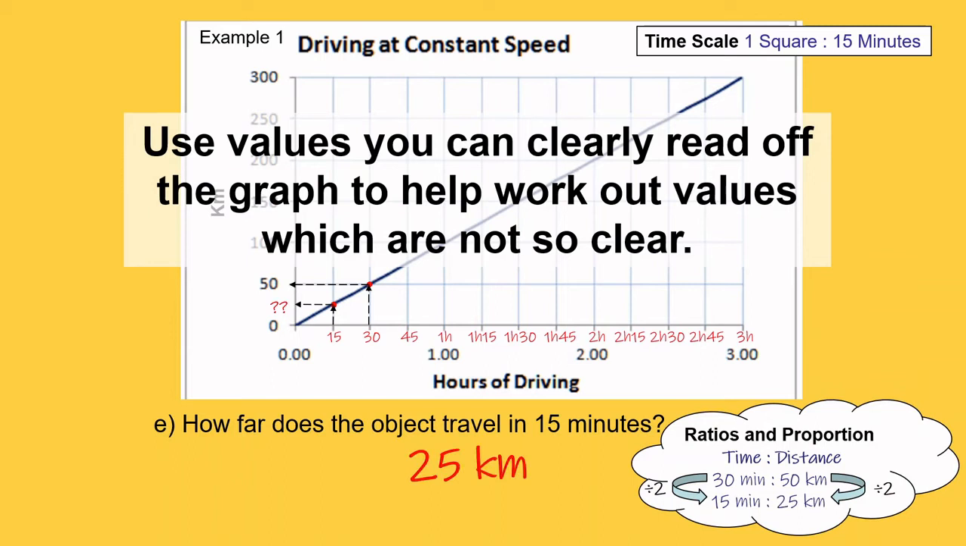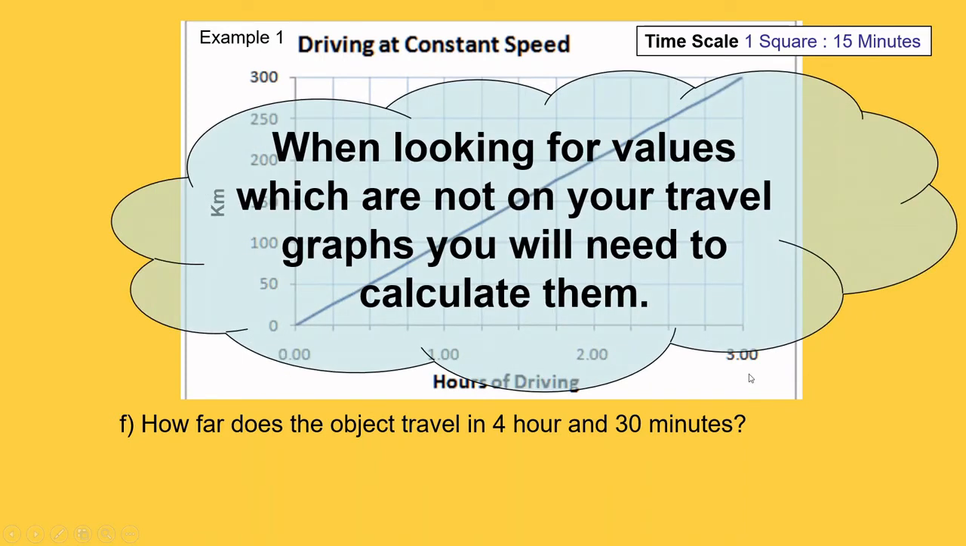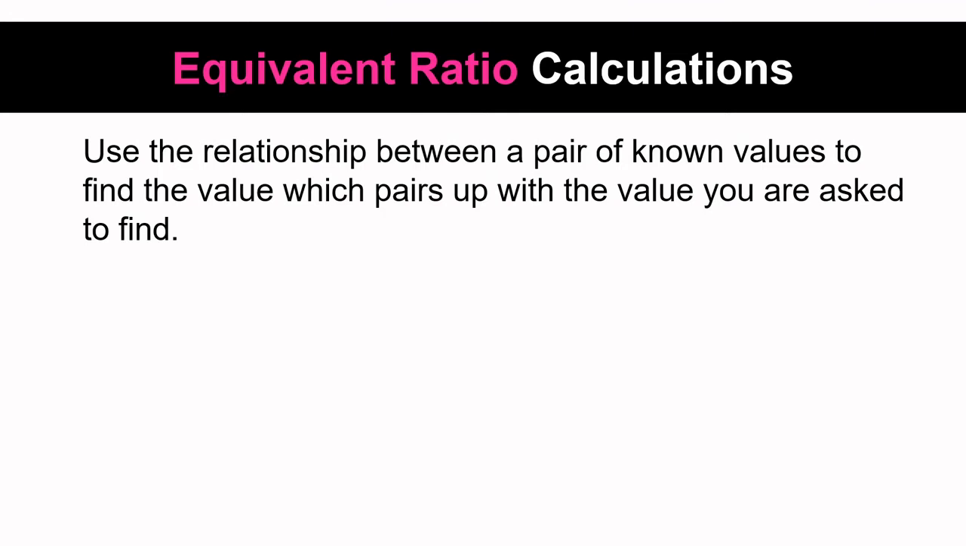As you can see, these examples are starting to get a bit more challenging. What about the distance we could travel in 4 hours and 30 minutes? Now, 4 hours and 30 minutes, that's 4.5 hours. And that doesn't fit on my graph. My graph only goes up to 3 hours. When looking for values which are not on your travel graph, you'll need to calculate them, like we just did. One way we can do that is by using equivalent ratios in calculations. That's by using a relationship between a pair of known values to find a value which pairs up with the value we're asked to find.